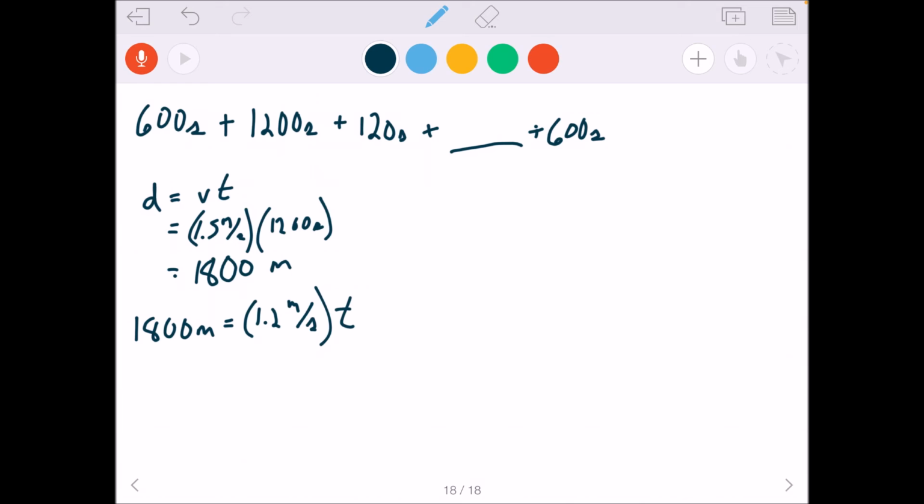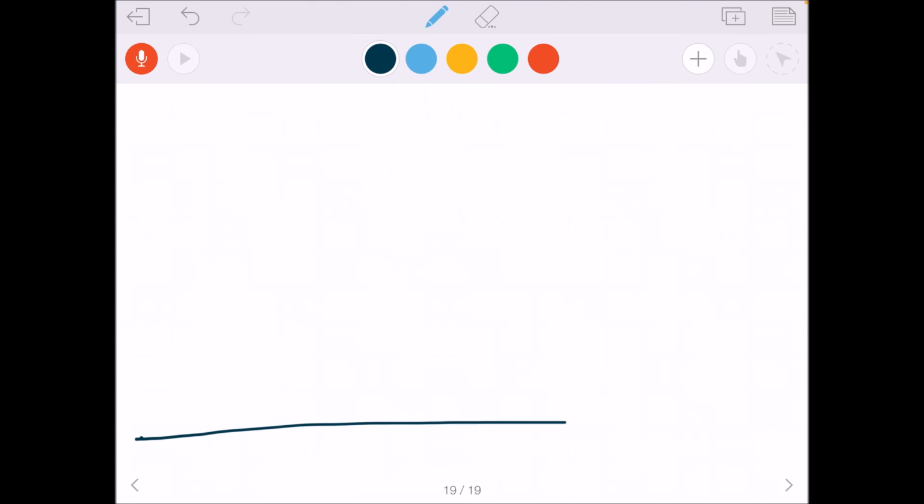So if I divide both sides by 1.2, I get the time being 1500 seconds. So the total amount of time it took him was 4020 seconds. Now that I know the time, I can draw my velocity time graph. Down here is my time, and they want me to do it in seconds. All the way over here is 4020. So this is roughly 2000, 1000.